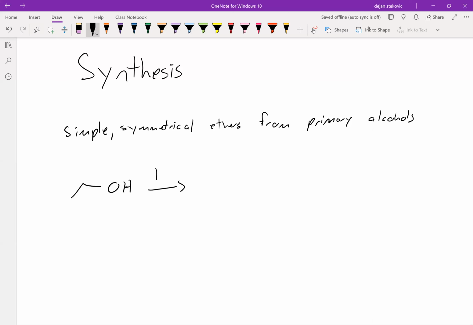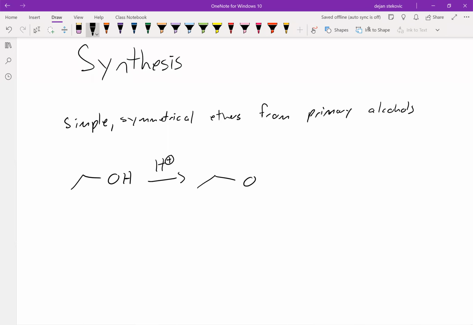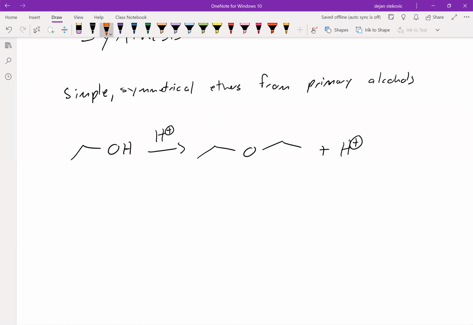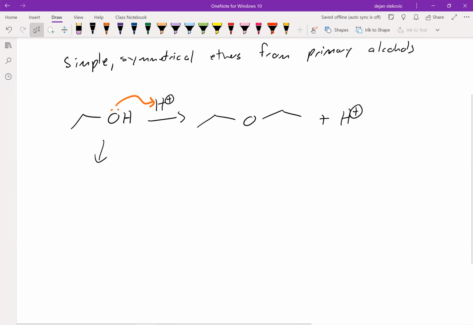What we can do is just add some acid as a catalyst and we'll form our ether, right? So we'll go from ethanol to diethyl ether. And then of course you'll get your H plus back because it's a catalyst. Let's think about the mechanism here. We have our alcohol and an acid, and we're going to have an acid-base reaction to form our water molecule over here. And whenever we form this water molecule, now we've got a good leaving group.